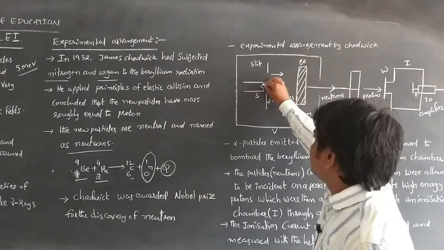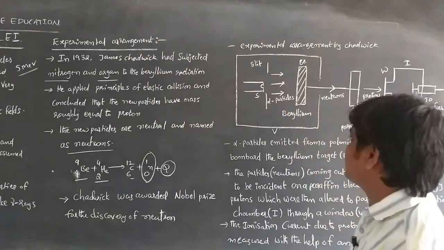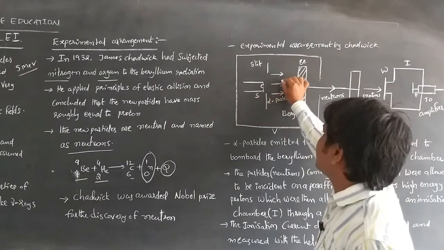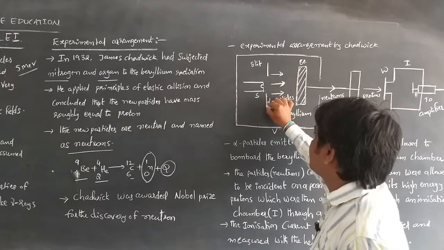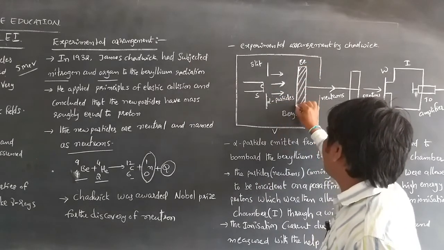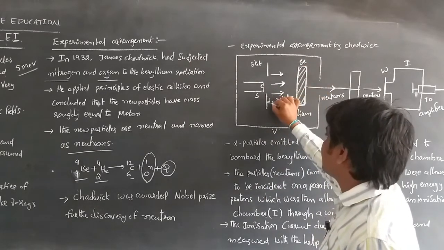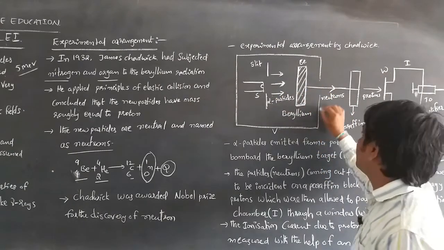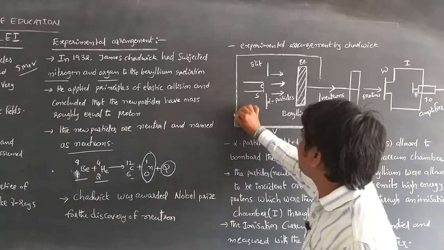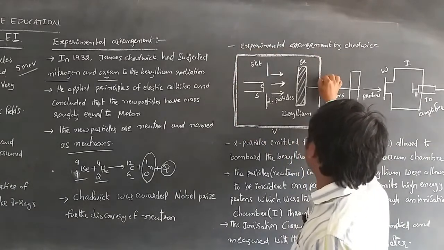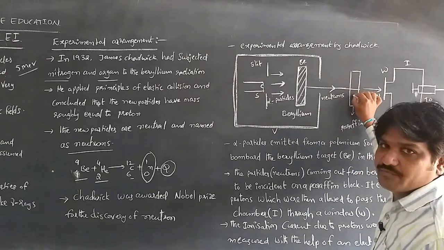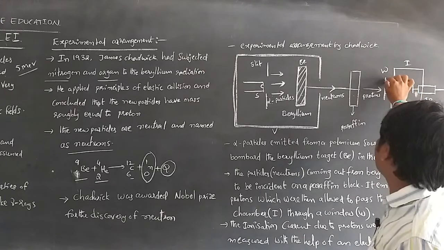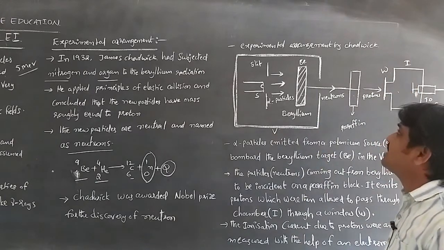Here, this is the polonium source, meaning alpha particles are emitted from the polonium source, and these alpha particles move through the slit. This is the slit, and the alpha particles bombard the beryllium. It is done in a vacuum chamber. This is the vacuum chamber, this one is the paraffin, and this is the ionization chamber, through the window. This is the experimental arrangement by Chadwick.